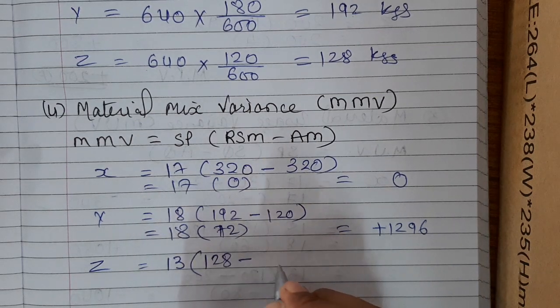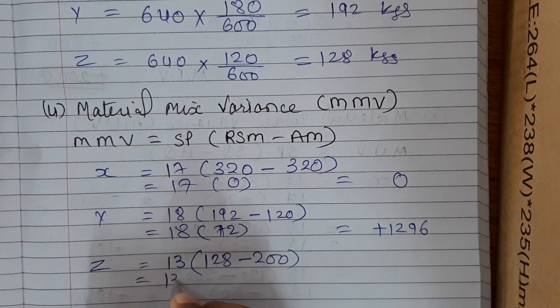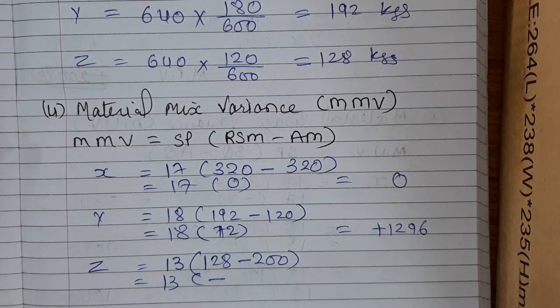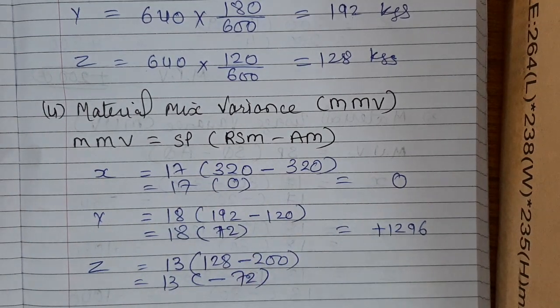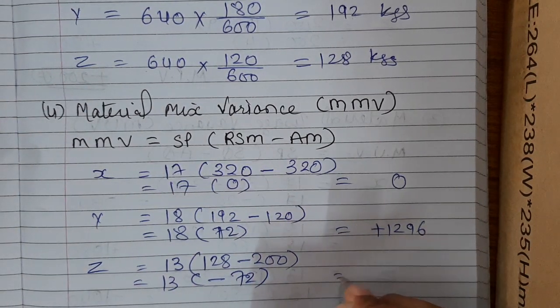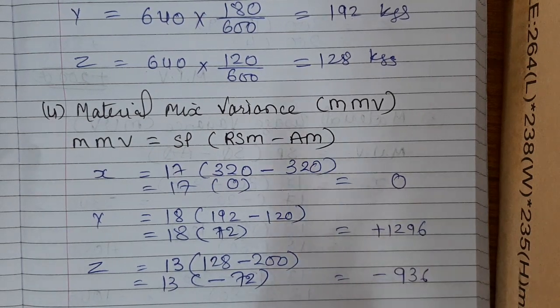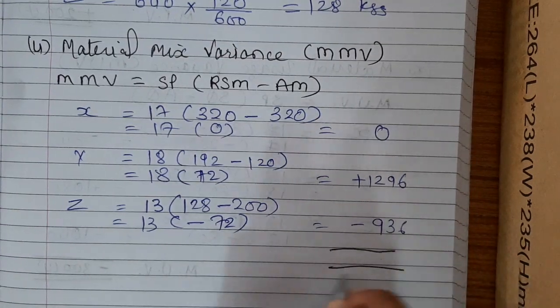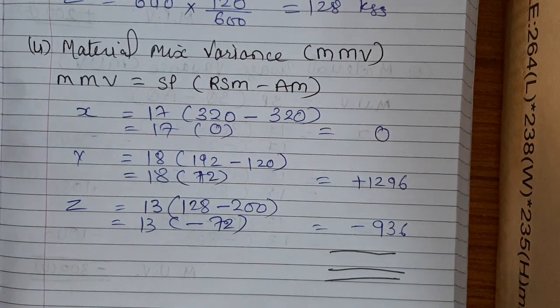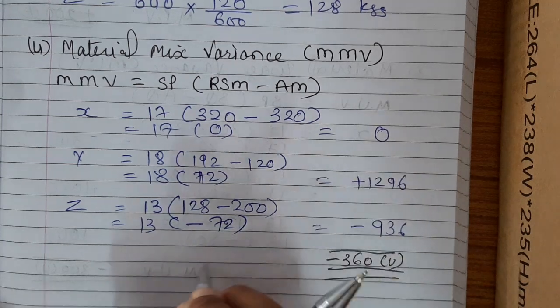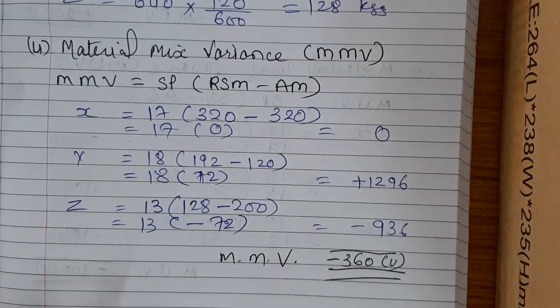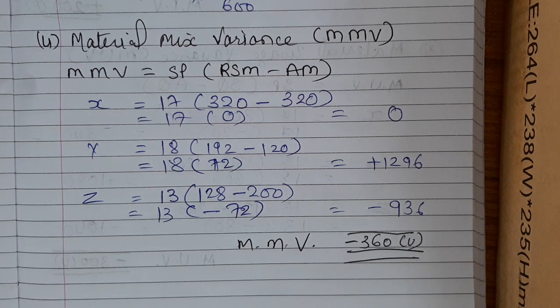quantity 128 minus 200. So that would be 13 into bracket negative 72. So 72 into 13, there will be negative 936. So the final answer of material mix variance will be positive 1296 minus 936. So that would be negative 360, unfavorable, the answer of material mix variance. Okay, so this will be like that only.